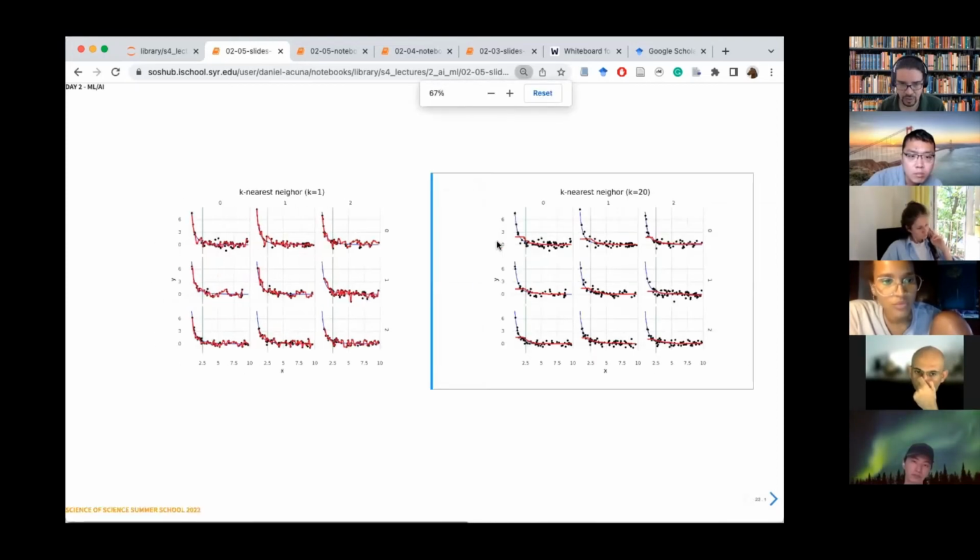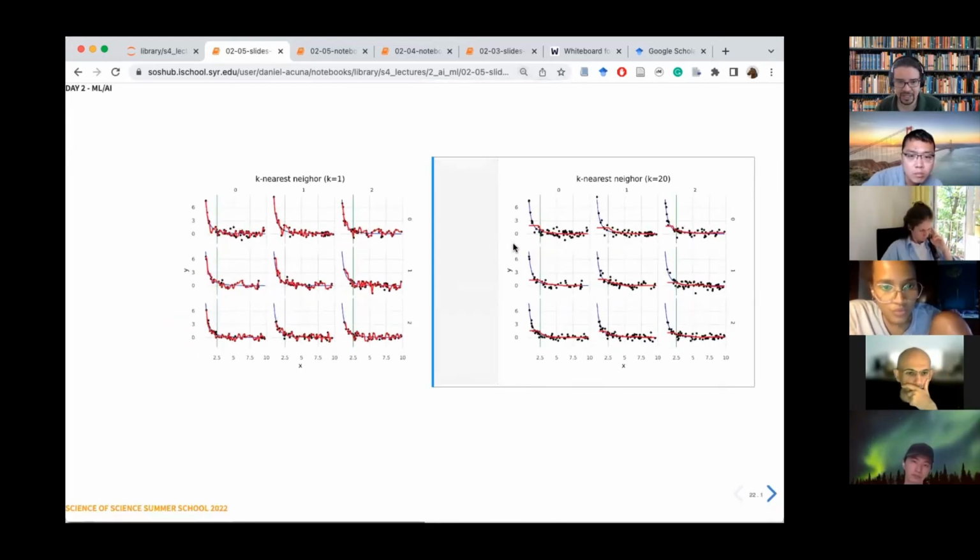I'm going to zoom in. You see that here the red line is very far from the blue line, whereas here the red line is always very close, but it varies a lot. So we will say that this has high variance because each of the models is different, but low bias because it's very close to the blue line, whereas this model has low variance because each of the fits is basically similar, but high bias because the fit is far away from the blue line.